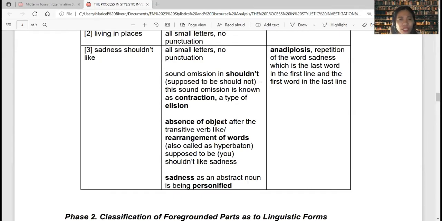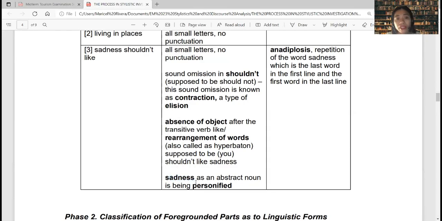So sadness shouldn't like. Rearrangement of words, which is known as hyperbaton, is also present, no? Because it's a bit kung ano, sadness shouldn't like, diba? Supposed to be you shouldn't like sadness, not right? If the subject is present there, you should have said you shouldn't like sadness. So dapat si sadness arit at siya sa last, but there is rearrangement and we call it hyperbaton.